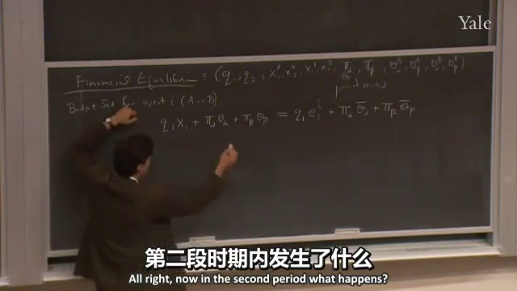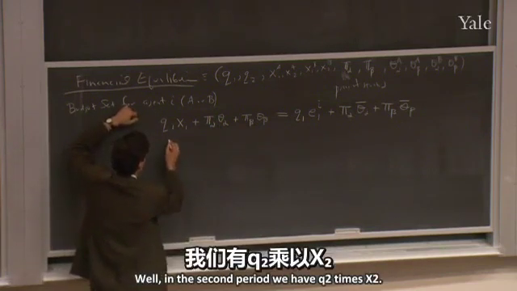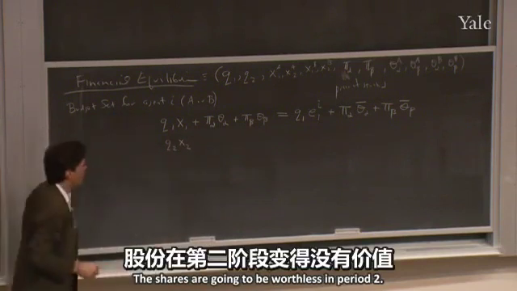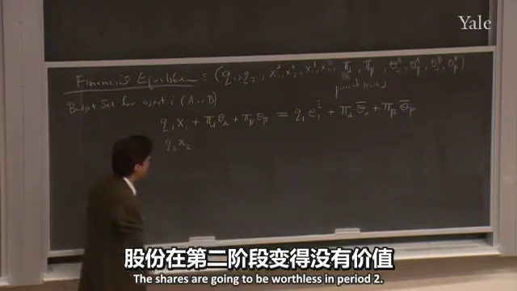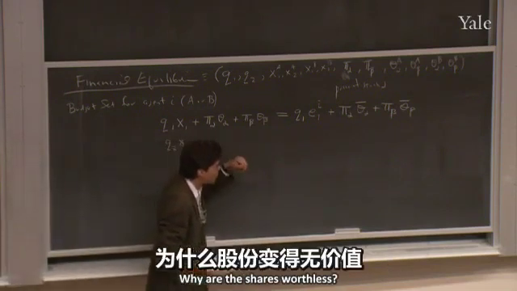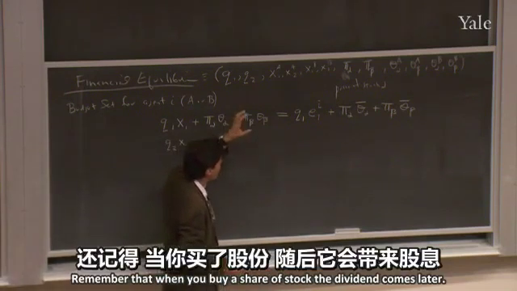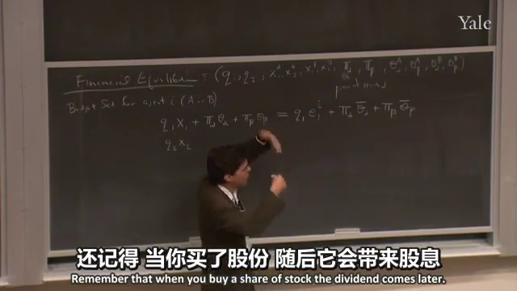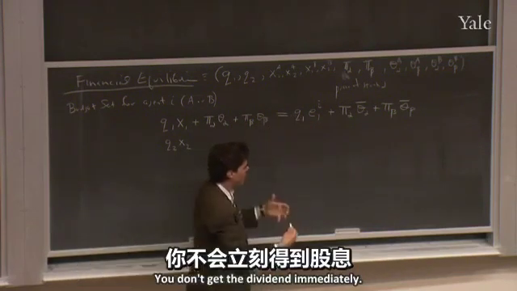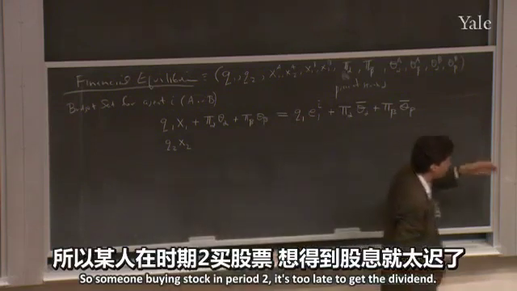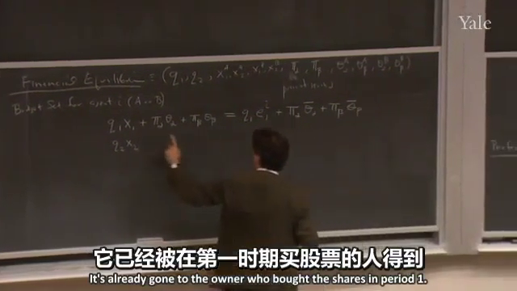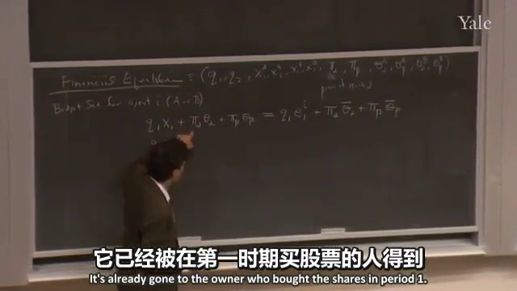All right, now in the second period, what happens? Well, in the second period, we have q2 times x2. Now, the shares are going to be worthless in period 2, so no one's going to buy them. Why are the shares worthless? Remember that when you buy a share of stock, the dividend comes later. You don't get the dividend immediately. So if someone buys stock in period 2, it's too late to get the dividend. It's already gone to the owner who bought the shares in period 1.